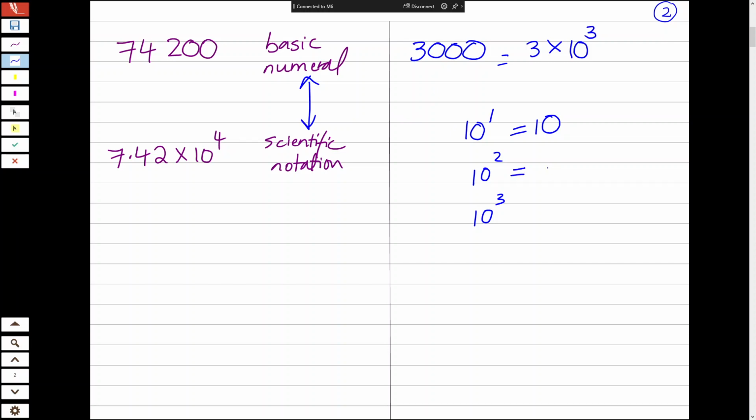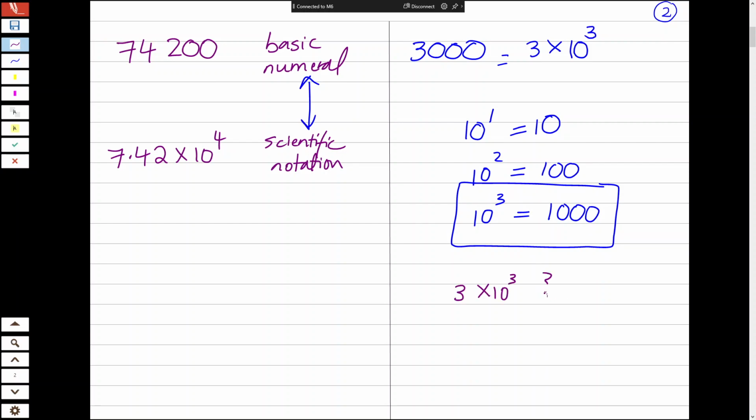McKenna, 10 to the 2 as a basic numeral. 100. And Louis, 10 to the 3 as a basic numeral. 1,000. Okay, so we agree on this, right? So do we agree that 3 times 10 to the 3, so I'm going to put a question mark over the equal sign here. If we agree that 10 to the 3 is 1,000, do you agree, those of you who are listening, that 3 times 10 to the 3 is 3,000?